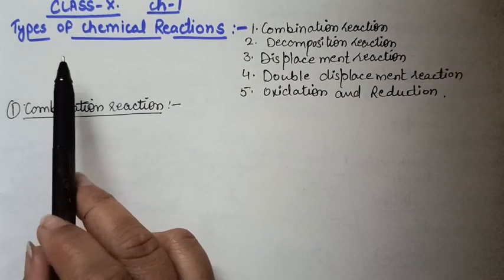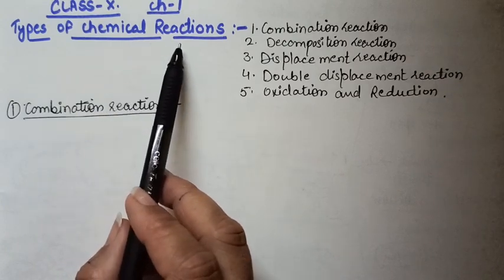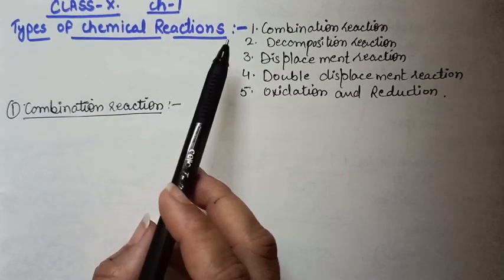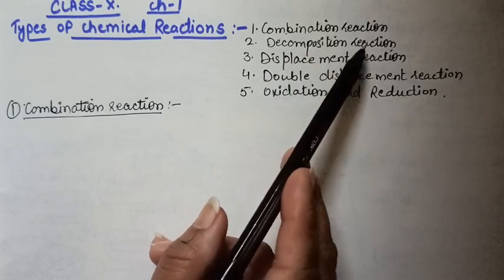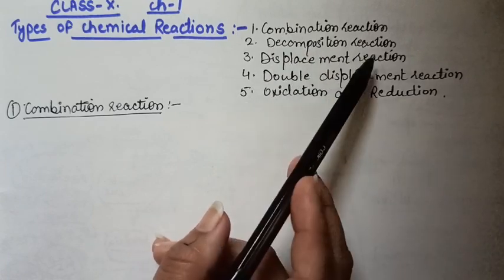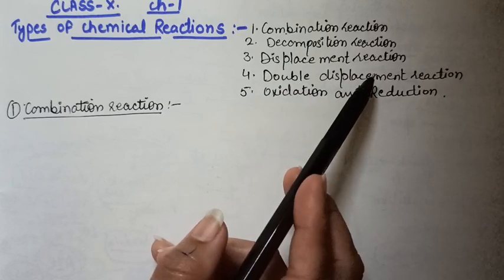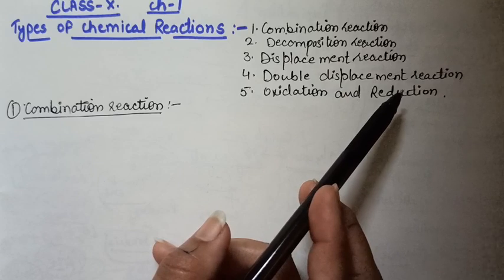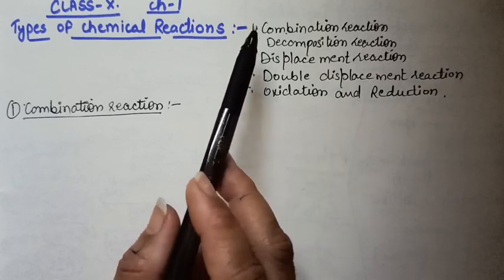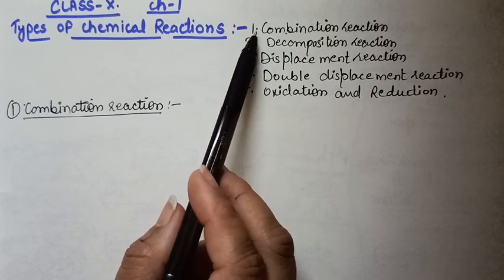Today we will start with the topic types of chemical reactions. There are 5 types of reactions: combination reaction, decomposition reaction, displacement reaction, double displacement reaction, and oxidation and reduction reactions. So we will first discuss the combination reactions.